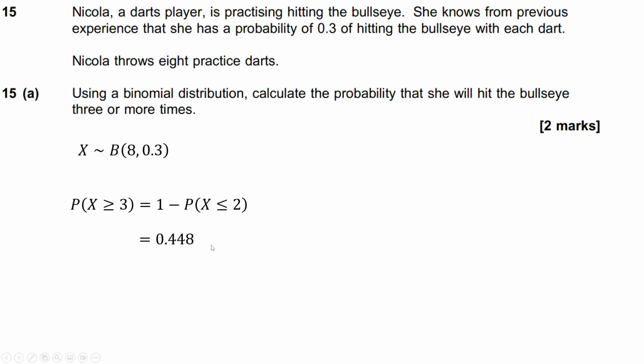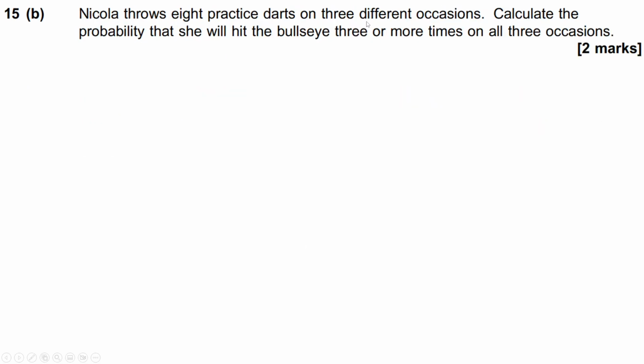If you're not using a calculator, not a physical one at least, you could just write out the actual binomial distribution for this. The actual bigger sum formula that I've shown in quite a few of the videos, especially when I've done hypothesis tests. You could put that into Wolfram Alpha, you get the same answer. She throws 8 practice darts on 3 different occasions, calculate the probability she'll hit the bullseye 3 or more times on all 3 occasions. Well, the probability that x is greater than or equal to 3 is 0.448, and we're assuming that probability doesn't change on those 3 occasions, so it's just 0.448 multiplied by 0.448 multiplied by 0.448.